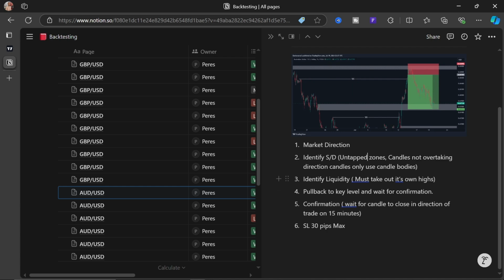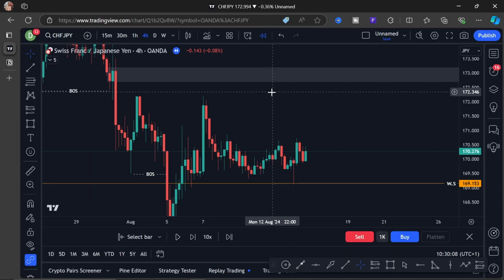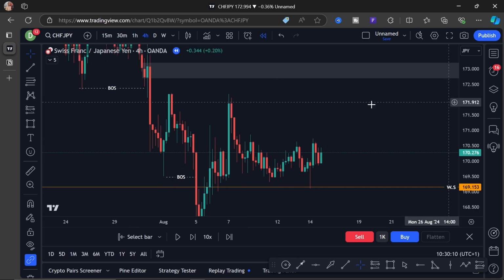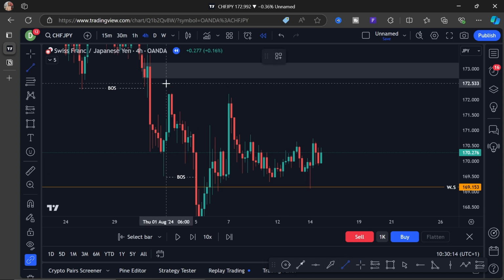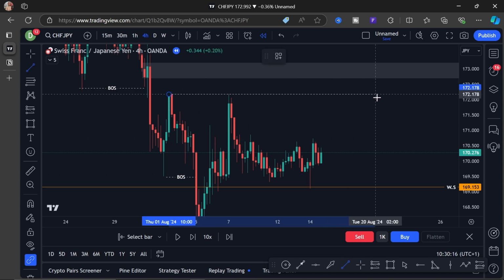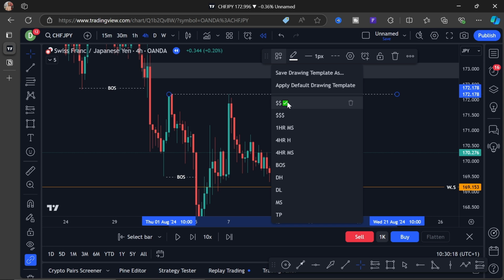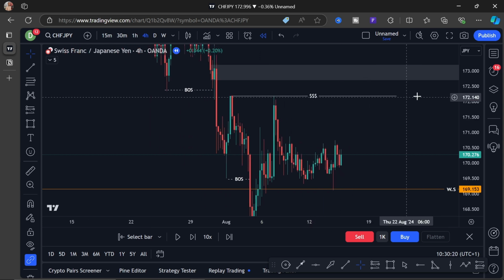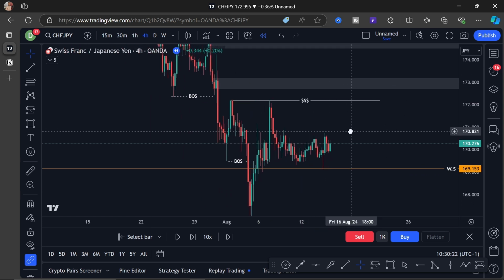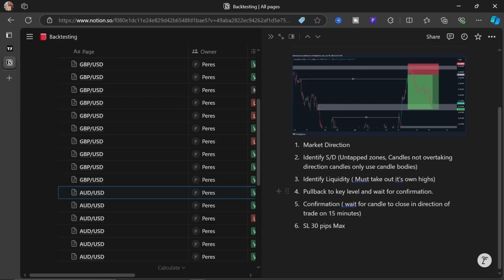Now next one, simply identify liquidity that must take out its own high. So liquidity is simply the area where the market created the first major pullback after leaving. So for example, here becomes our area of liquidity. Here's our area of liquidity, so I'll just mark it with dollars right here. Now remember the rule says what? Liquidity must take out its own highs.